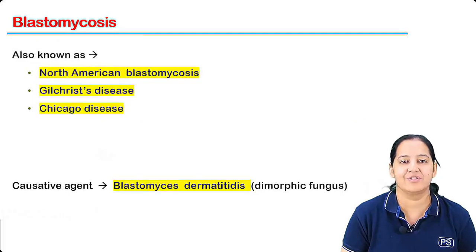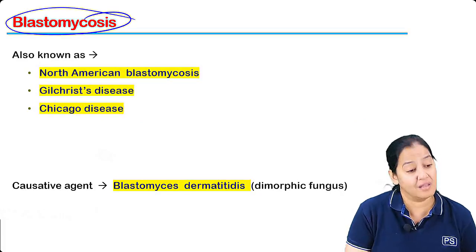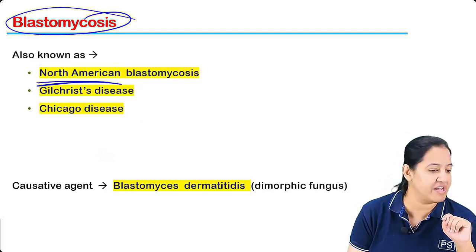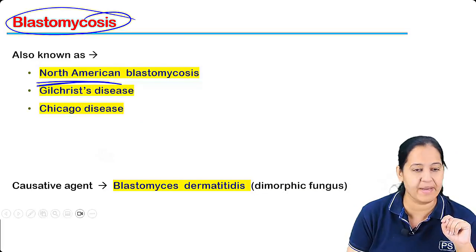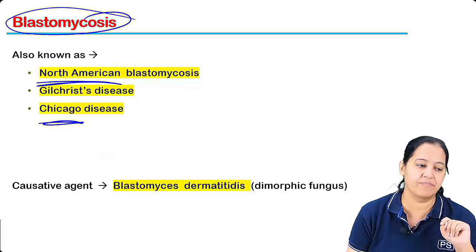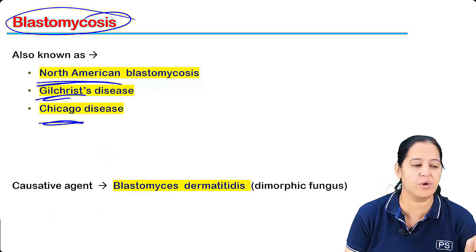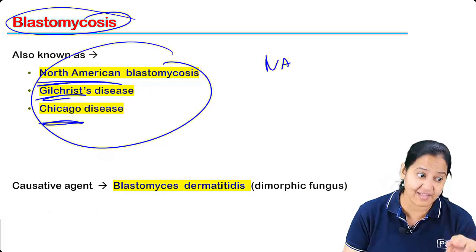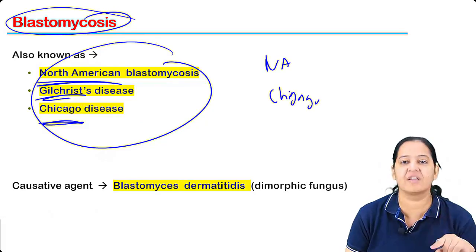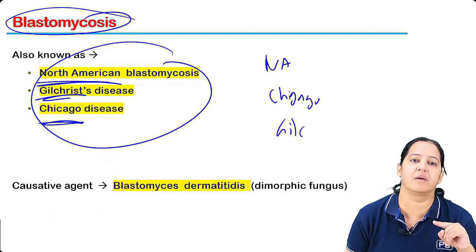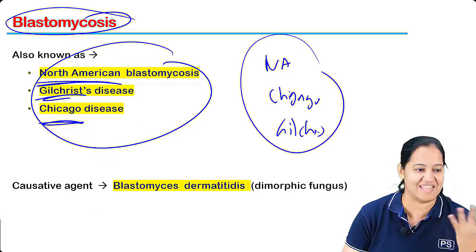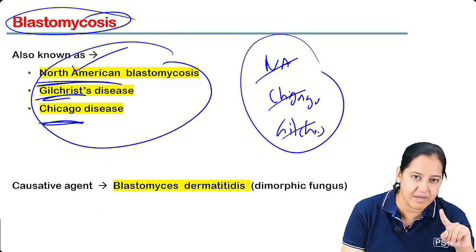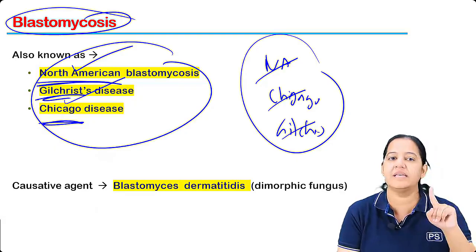Okay, the next is blasto. Learn the other names of blasto. Blasto occurs only in North America, nowhere else in the world. Chicago is in North America and Gilchrist is also in North America. So please learn the three names. So it is known as North American blastomycosis, Chicago disease, and Gilchrist disease.